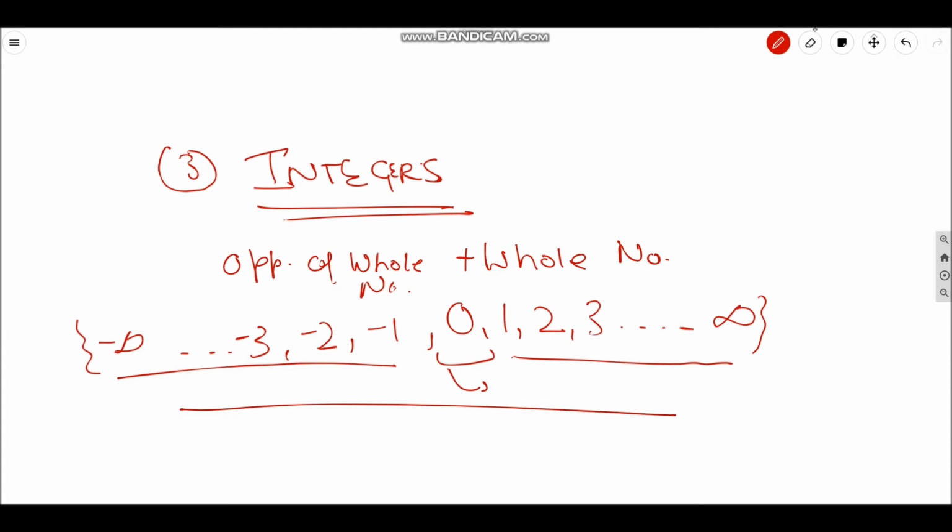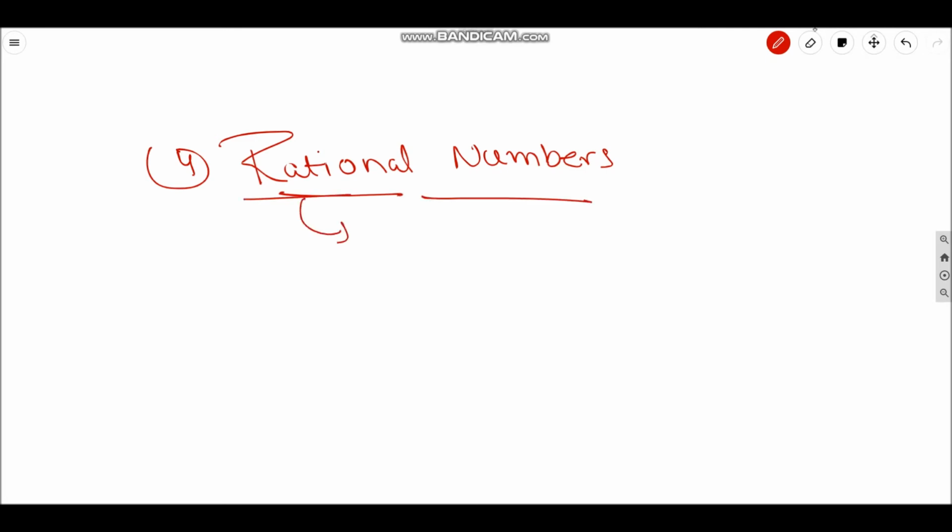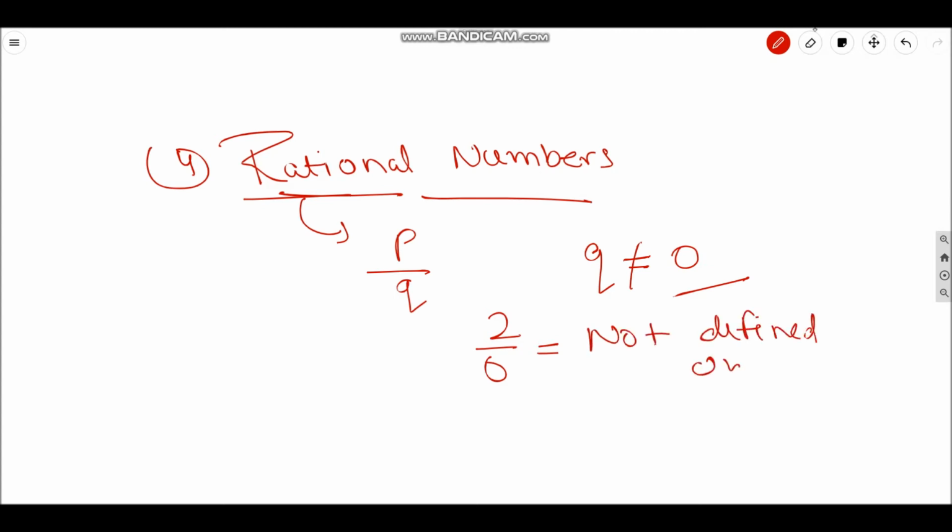Now coming to the next one, the rational numbers. As the name defines itself, ratio: a number which is in the form of p by q is a rational number. I can simply say that any number in the form of p by q, in the form of a ratio, is known as a rational number. Here one important condition is that q must not be equal to 0. If q is equal to 0, like the denominator being 0, as in 2 by 0, then the number is not defined, or infinite. Even mathematicians are not able to find the value of 2 by 0, or of any number in which the denominator is 0. It is not defined yet.